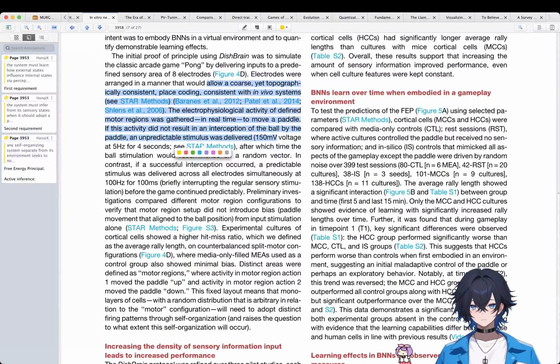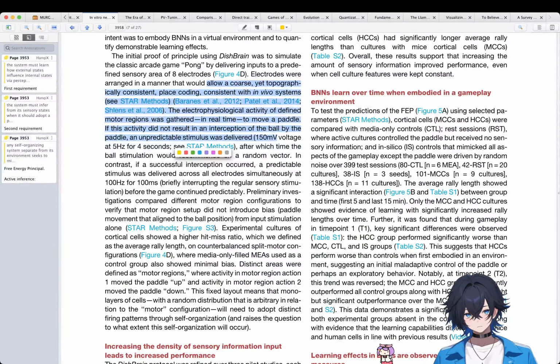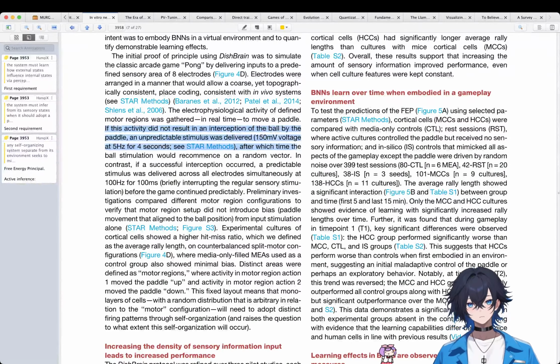Let's see. So the activity of the motor regions, which is some arbitrary region, that activity is used to move a paddle. If it did not result in an interaction of the ball by the paddle, so if it did not hit the ball, unpredictable stimulus was delivered for 4 seconds. Okay, wow. After which time, so to the sensory neurons, I'm guessing, the ball stimulation would recommence on a random vector.